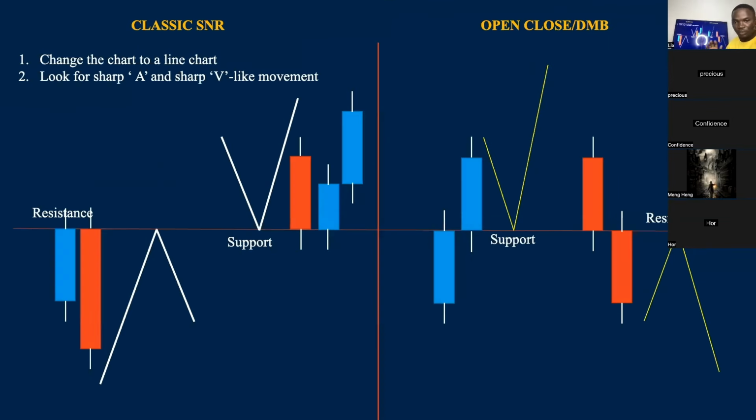Okay, so classic SNR. Now, when you talk about classic SNR, you want to find a classic SNR by changing to a line chart. When you change to a line chart, you are going to see an A shape for resistance. So for instance, let me use my pen here, annotate. You see this resistance will be looking like this. There's a sharp move. The market was going up. You see a bullish candle and you see a sell candle, a bearish candle. So it gives you an A shape like this.